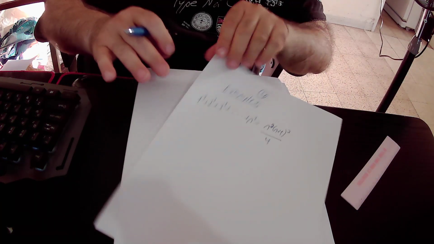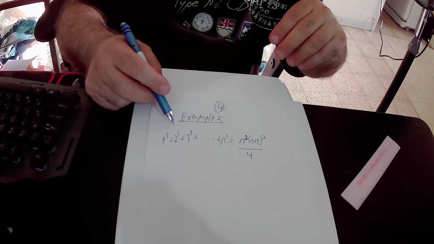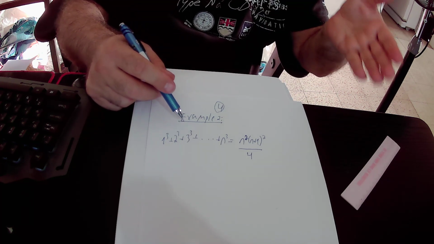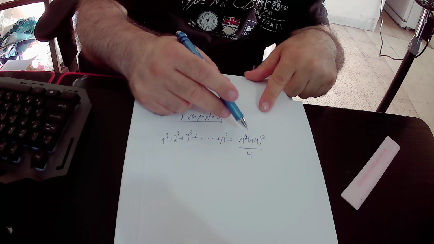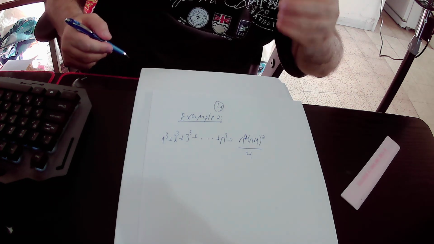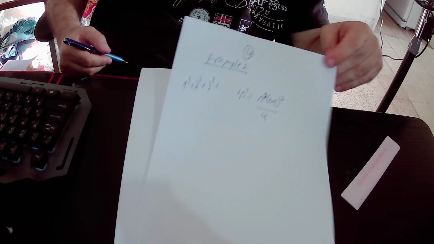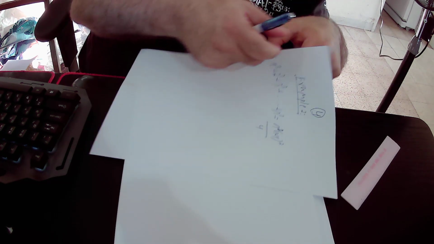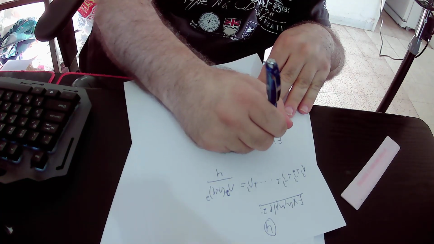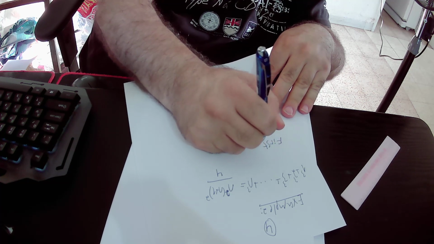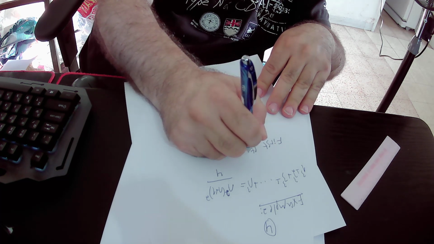So we have to prove that 1 to the power of 3 plus 2 to the power of 3 plus 3 to the power of 3 plus n to the power of 3 equals n squared times n plus 1 squared all divided by 4. So we have to prove that this statement is true for all the natural numbers. So in order to prove it, we'll start with the first stage. That is to say, we will check if this statement is true for n that equals 1.